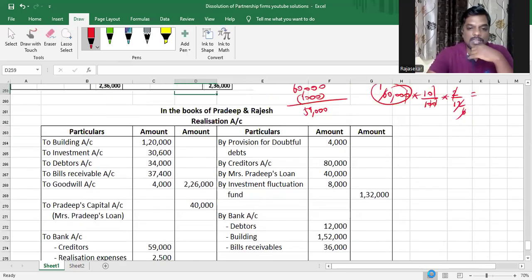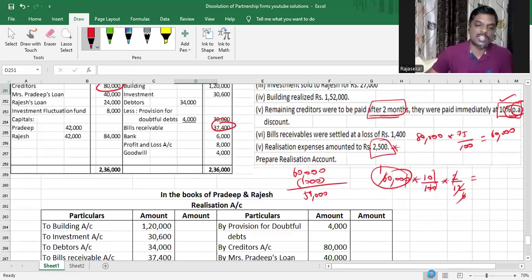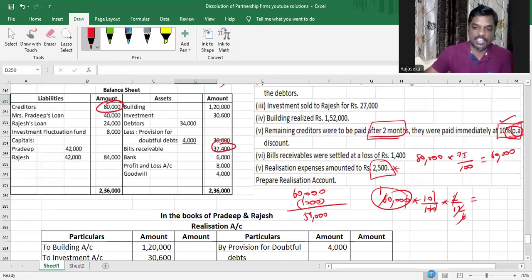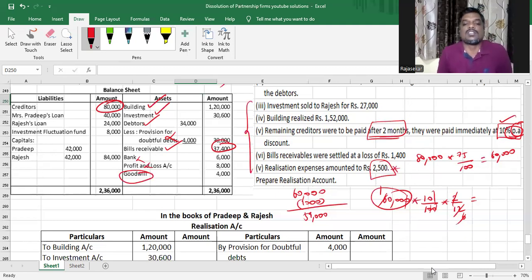So with that, we're not supposed to immediately close it. We just have to go and recheck if we have realized everything or not. Building, we have realized. Investment was taken over by Rajesh. Debtors have been done. Provision for doubtful debts will not be paid to anyone. Bills receivable is done. Bank will not come. P&L account will not come. Goodwill. Okay. They haven't told how much the goodwill has realized.